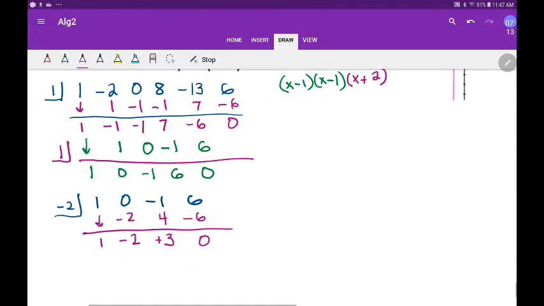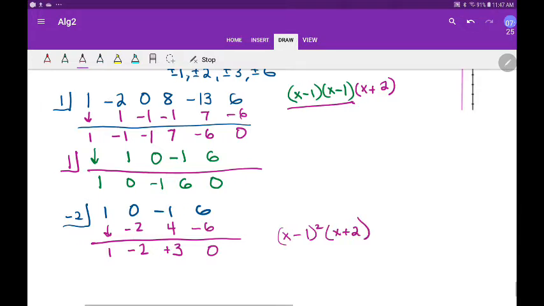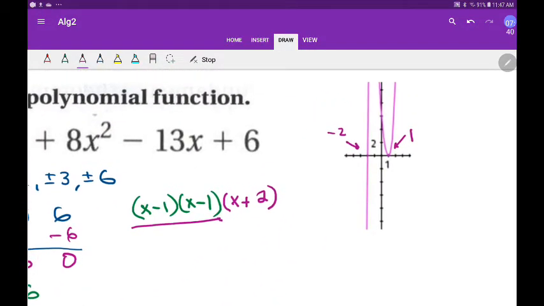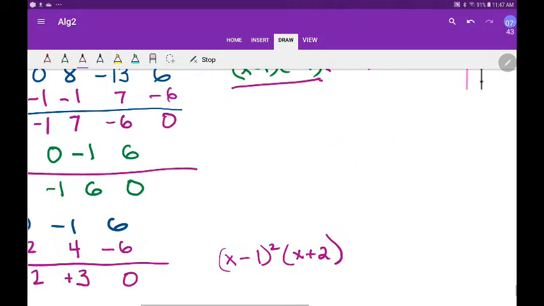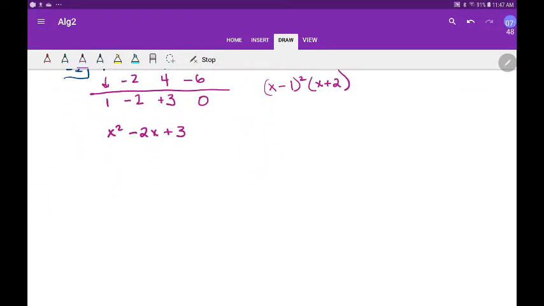And what's left over then? Well, let's see. I'm kind of running out of room. So x minus 1, I'm going to say squared, because it happens twice, right? And x plus 2, okay. And then I have x squared minus 2x plus 3. And it seems like I could factor that. But as we look at the graph, we know there are no more zeros. So if I can factor that, either the graph is wrong or my work is wrong. But anyway, I can't factor that.